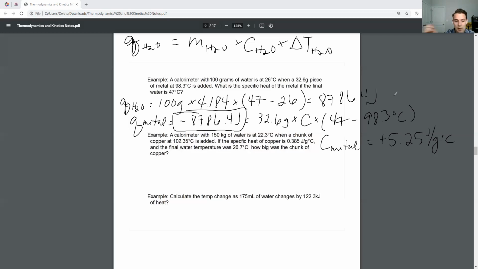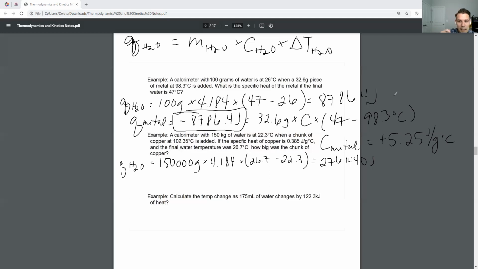Okay, not a problem. We'll still start with our Q of the water. It needs to be in grams, so that's 150,000 grams. Again, 4.184. And then the final temperature of the water was 26.7. The initial temperature, 22.3. And the Q of the water will be equal to, it's going to be a big number, 2,761,440 joules. That's how much heat the water absorbed.